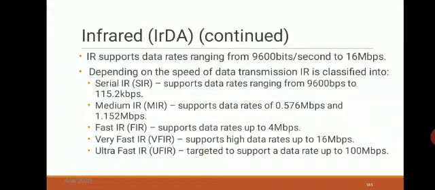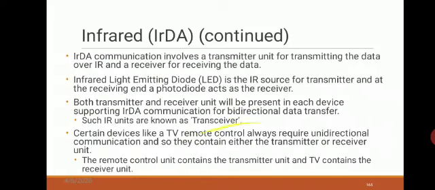IR supports data rates ranging from 9600 bits per second to 16 megabits per second. Depending on the speed of transmission, IR is classified into serial IR, medium IR, fast IR, very fast IR and ultra fast IR. So depending on the application, if you want a longer range, you can have different types of IR systems here.